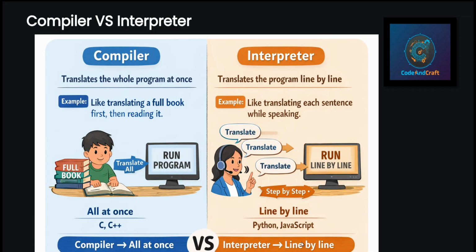In simple words, we can say that low level languages are fast but difficult, and high level languages are easy but slightly slower. And a compiler converts the whole program at once, while an interpreter runs the program line by line. So understanding these basics will make learning programming much easier in the upcoming videos. That's all for today's video. In the next videos, we will slowly move toward real coding with practical examples.